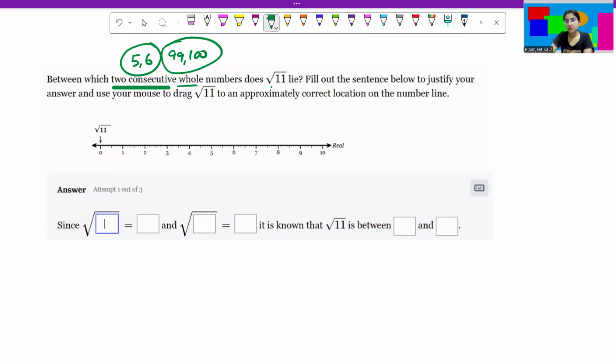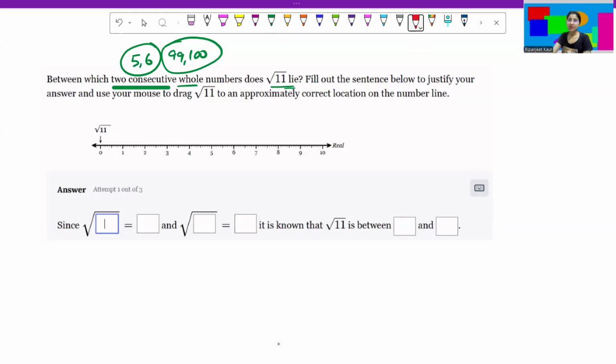So we have to find out what those two consecutive numbers can be. Fill out the sentences below to justify your answer and use your mouse to drag root 11 to an approximate correct location on the number line. All right. So first we find out which two consecutive whole numbers root 11 can be lying between.